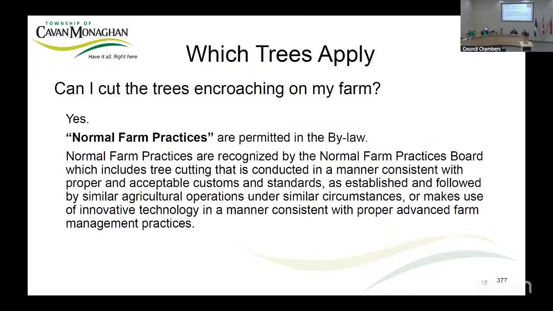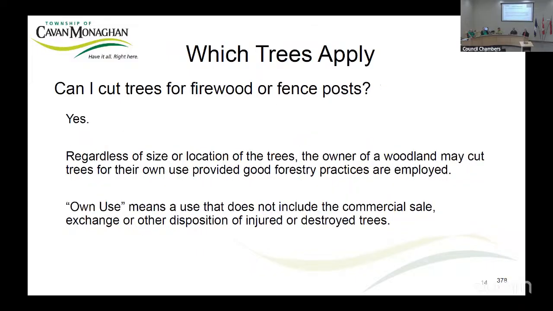Can I cut trees that are encroaching on my farm? We had a number of people from the agricultural community who wanted to know about trees on their farm. So yes, normal farm practices. So we've taken the definition from the Normal Farm Practices Board, a board that meets and decides what's normal farm practices. But typically, if it's for an agricultural use, you want to expand your field, you want to cut back because it's encroaching on your field, you want to make a new field. Yes, that is exempt and you're not subject to the bylaw.